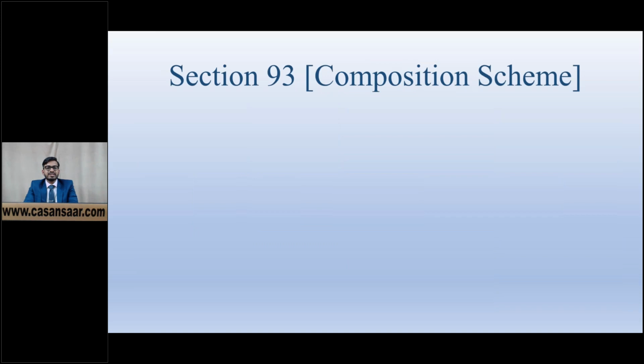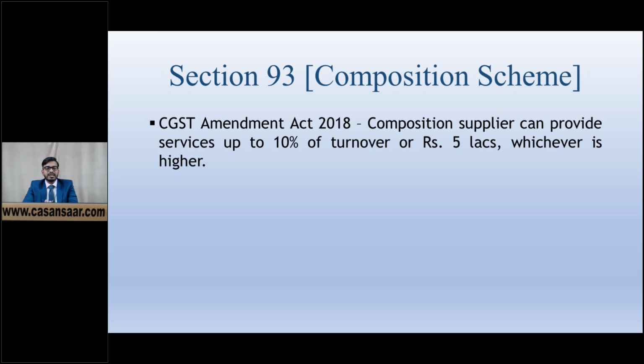So let us start with section 93. It has made some changes in composition scheme. CGST Amendment Act 2018, which came into force from 1st February 2019, provided that composition supplier can provide services up to 10% of turnover or rupees 5 lakh, whichever is higher. Earlier composition suppliers were not allowed to provide any services except restaurant services. So this was a beneficial provision which provided some leeway to taxpayer.